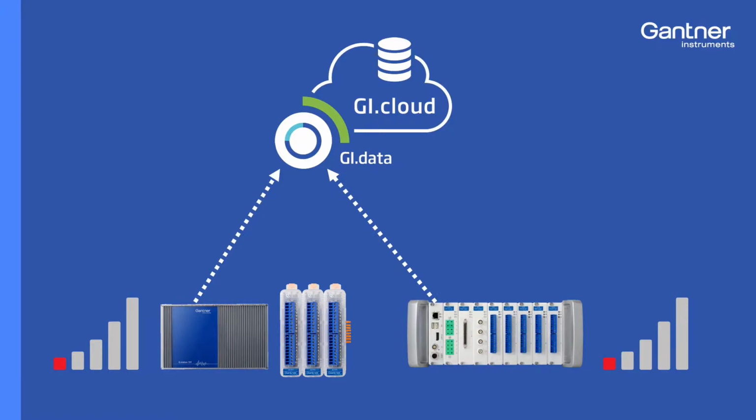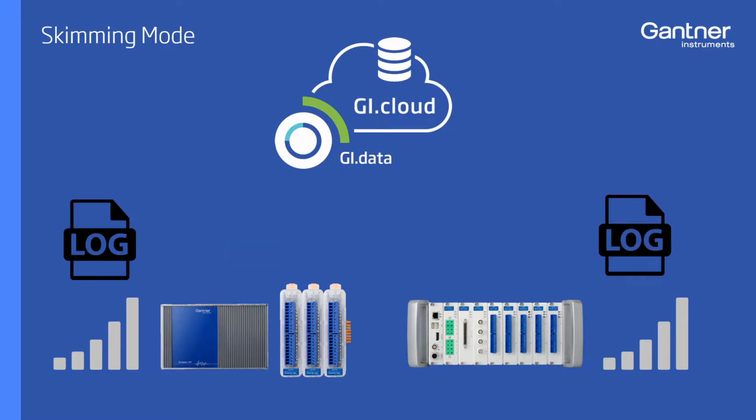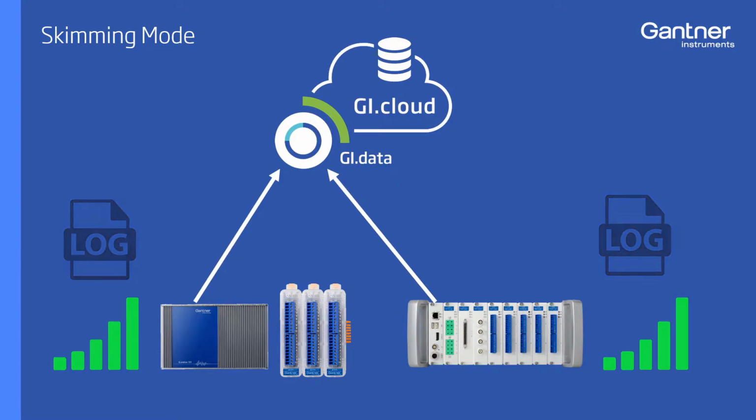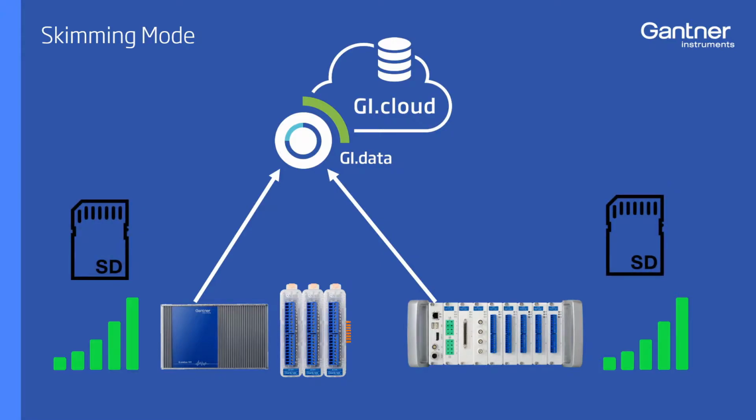With skimming mode, the controller logs data locally when disconnected from the internet, and when connected to the cloud again, the data logged while offline is immediately transmitted to the cloud and deleted locally once the transfer is complete. In order to enable skimming mode, you will need a storage media on the Q.controller, and the capacity depends on the data requirements of the application.